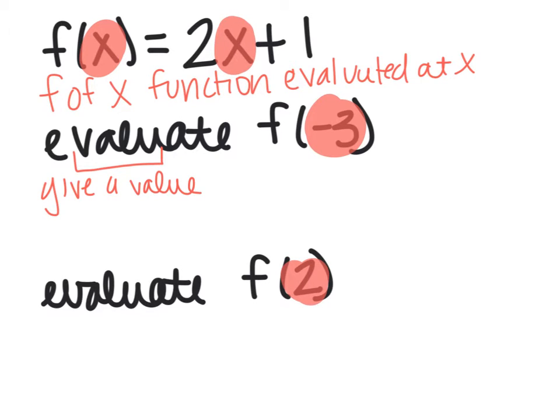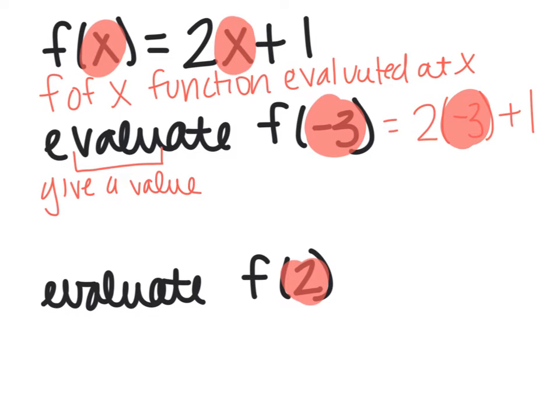So when it wants you to evaluate f of negative 3, it wants you to replace x with negative 3. So I'm going to rewrite this function. Instead of being f of x equals 2x plus 1, it's going to be f of negative 3 equals 2, and instead of x, I'm going to plug in negative 3, plus 1. So again, I'm just replacing my x with negative 3 so that I can work this out.